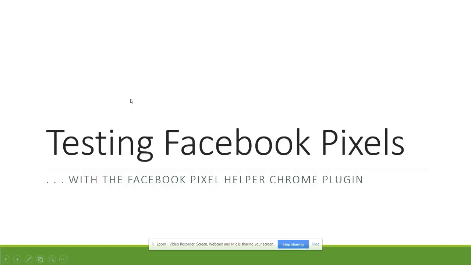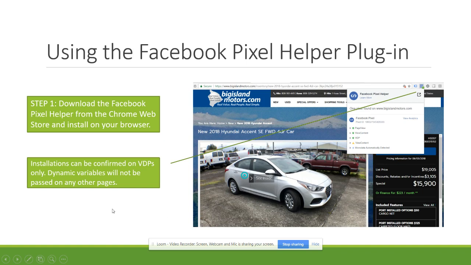Okay, so let's get started with testing Facebook pixels, and we're going to do that with the Facebook Pixel Helper Chrome plugin. So the very first step, if you don't already have it installed on your browser, go to the Chrome Web Store, search for Facebook Pixel Helper, download, install that on your browser, and then you'll see a little icon added to your button bar that looks like this. And that is what we're going to be using to review the pixels and how they're firing on the page.